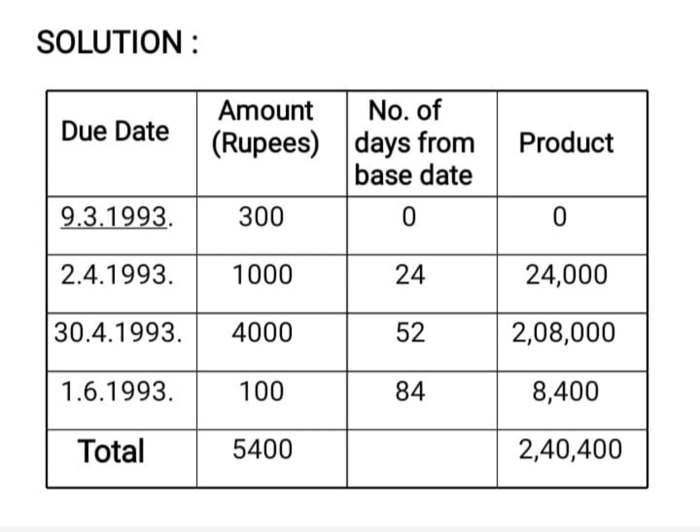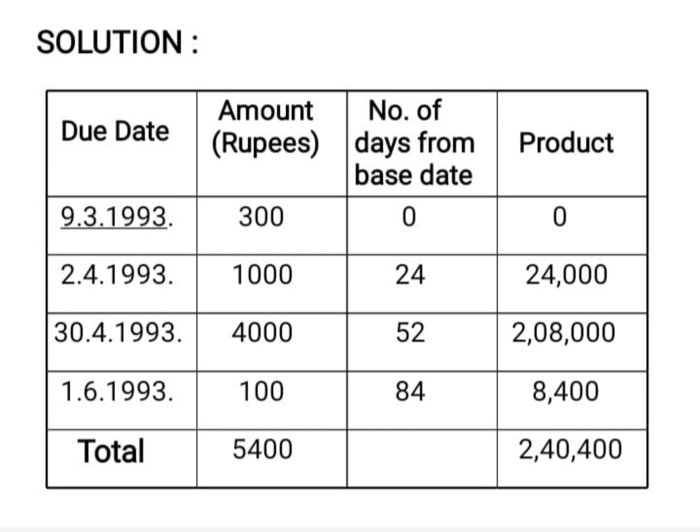Okay, the third column is over. The next column will be the product column. From the name product itself, we can conclude that we are going to multiply two things. For this sum, we multiply the amount column and the number of days from base date, that is, the second and third columns. By multiplying these two columns, we get the product column. 300 into 0, the answer is 0. 1000 into 24, the answer is 24,000. 4000 into 52, the product is 2,08,000. For the fourth, 100 into 84, the product is 8,400.